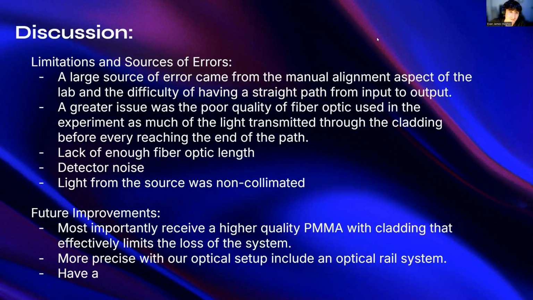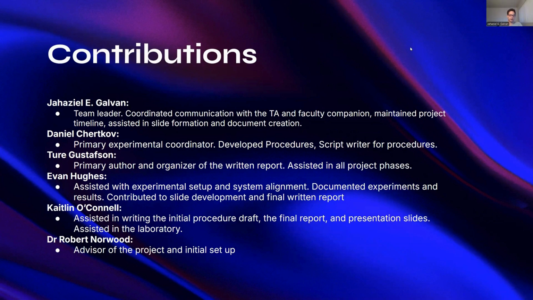Some of the limitations and sources of error were the manual alignment and, most importantly, the poor quality of the fiber optic we used. It wasn't long enough and it was plastic with no cladding on the outside. Another aspect was that the light from the source was not collimated. A future improvement we would do is get a higher quality optical fiber and have a more precise, properly aligned system. And here's our contribution page.